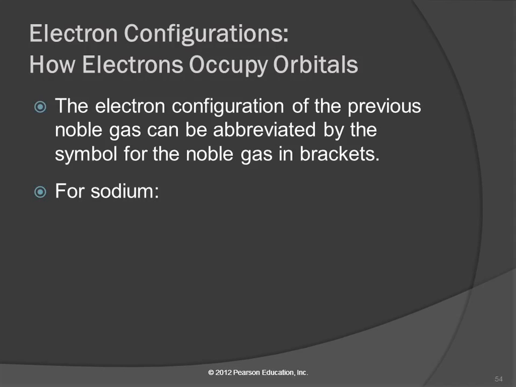So, obviously, we just did neon with 10 electrons. If you get up to xenon with 54 electrons and you're writing the electron configuration, you can imagine how this would get kind of long. 1s2, 2s2, 2p6, 3s2, and so on. So we do have some abbreviations.